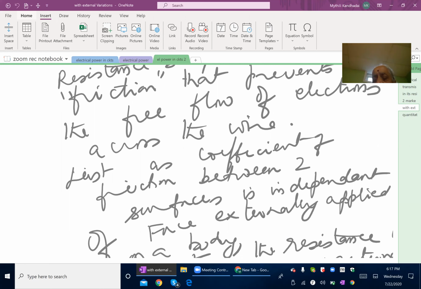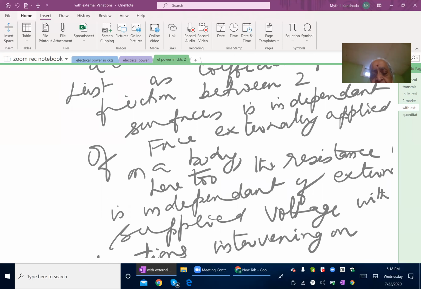Just as the coefficient of friction between two surfaces does not bother who is applying the force, the coefficient of friction will only depend on the smoothness or roughness of the surfaces of the body and the floor of contact. It is independent of what force one is applying. Very, very important. Same way, the resistance of the wire will not alter itself with the externally applied voltage. That will be a constant.